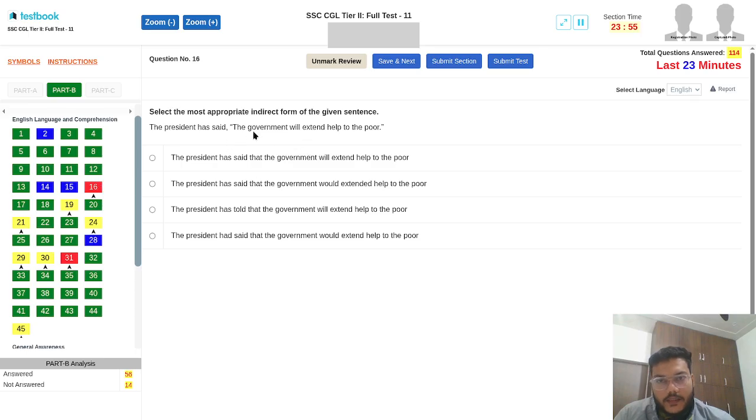The president has said the government will extend help to the poor. The president has said that the government will extend help to the poor. The government has told me, has said that the government would extend help to the poor. The president had said the government had said that. अच्छा हेड है, इसमें हेड नहीं आएगा, टोल्ड नहीं आएगा, सेड नहीं आएगा, हैज़ का हैज़ रहेगा.